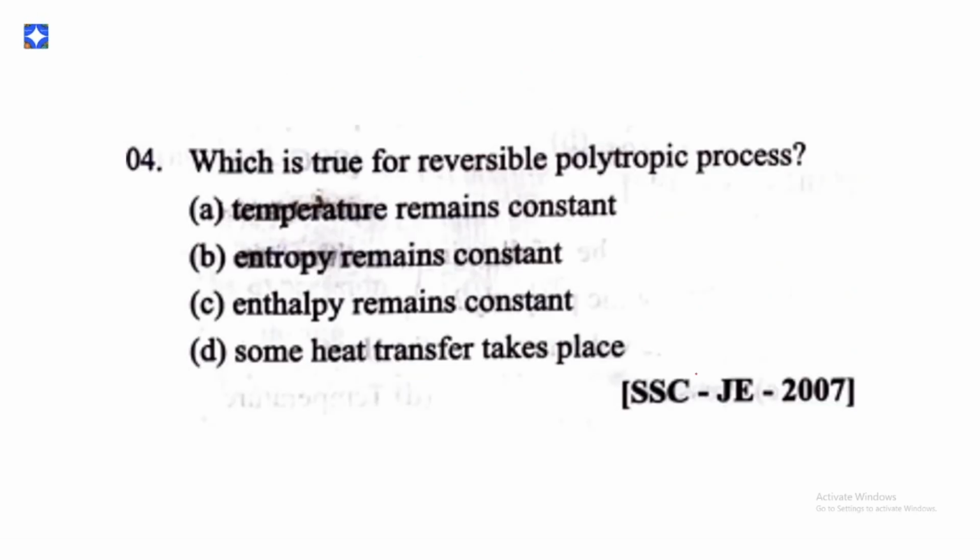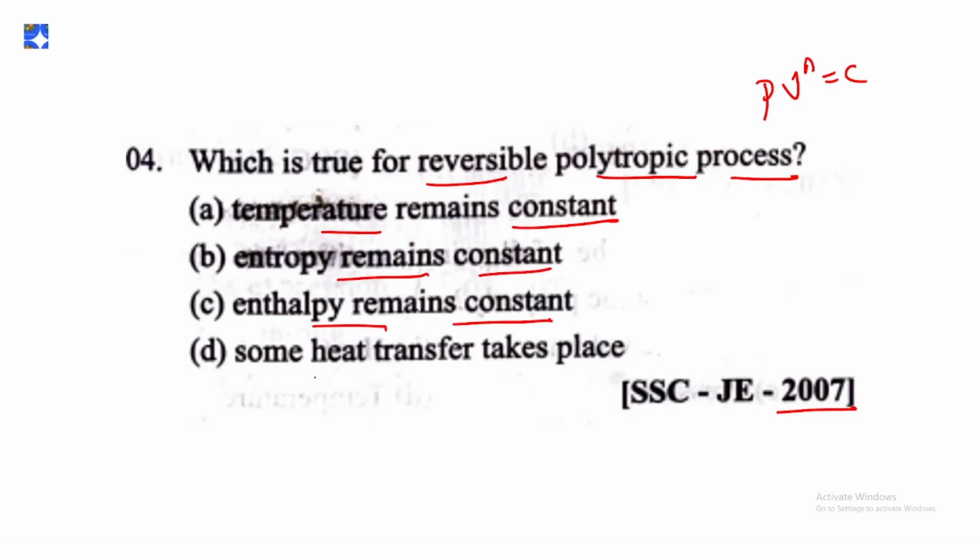Now we'll move on to the next question. This question was asked in the same year 2007. Which is true for a reversible polytropic process? So for a polytropic process, we know that PV^n equals constant. Four options have been given. Option A, temperature remains constant. Option B, entropy remains constant. Option C, enthalpy remains constant. Or option D, some heat transfer takes place.